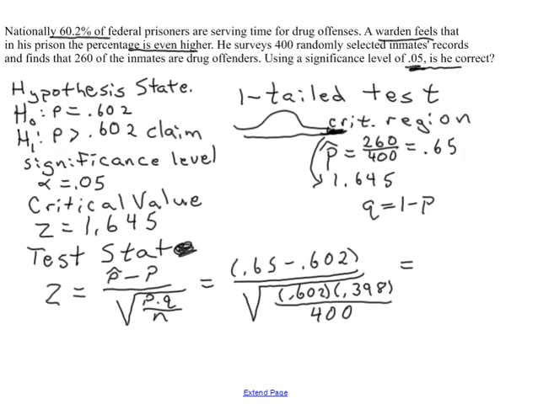Calculating that, we will end up with a value of 1.9612. That 1.96 is in the rejection region above the 1.645. So in our step 5, we reject H sub 0, our null hypothesis.